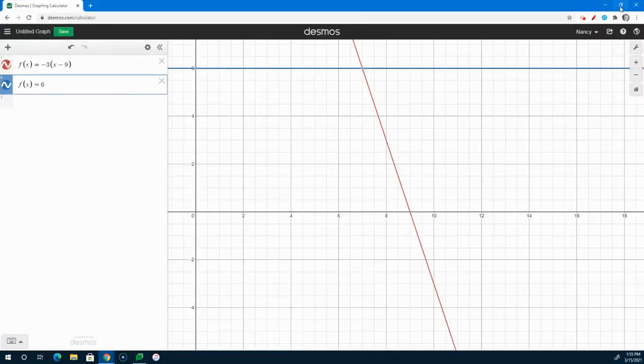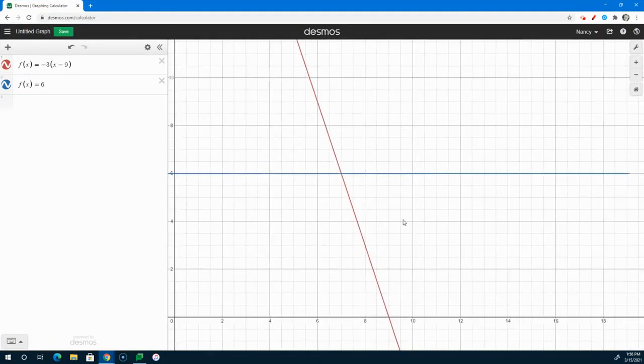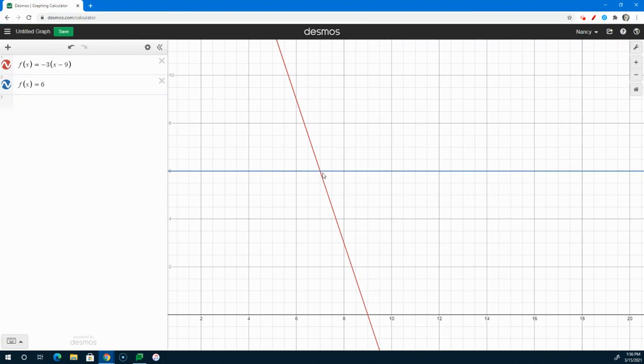So I'm going to make this a little bit bigger. You see that the red and the blue cross right here. What I'm looking for is where they intersect or where they cross. If you take your cursor or your mouse and click right there, it will show you the point where they intersect. And if you click it one more time, it'll show you this ordered pair, 7, 6.